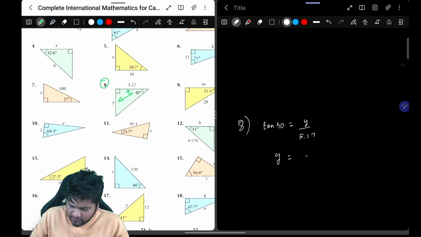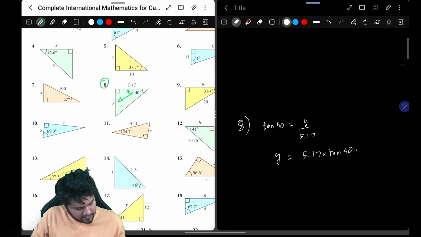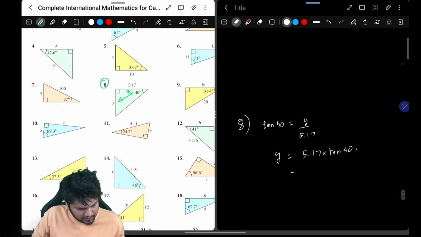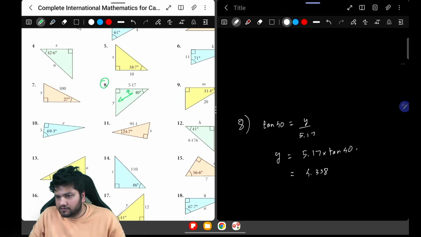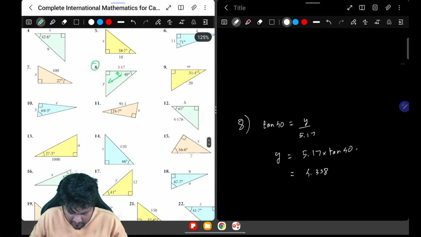That's it. Y is equal to 5.17 times tan 40. Obviously you have a calculator, you can calculate tan 40. 5.17 into tan 40 and you will get the answer as 4.338. That's your answer. Centimeter, meter, whatever.